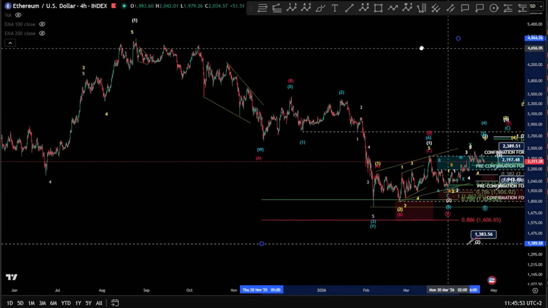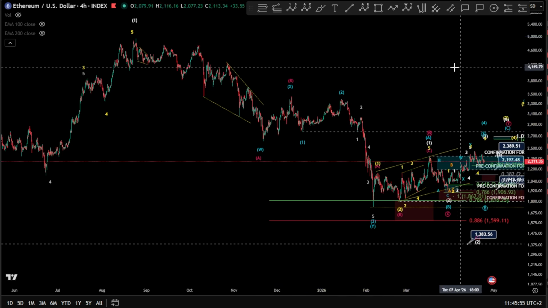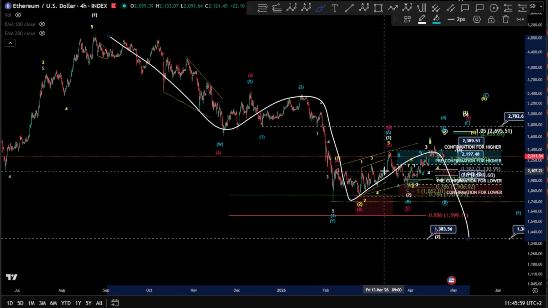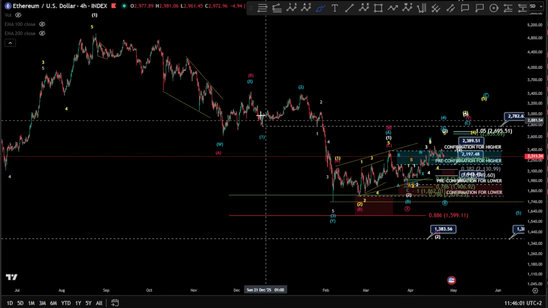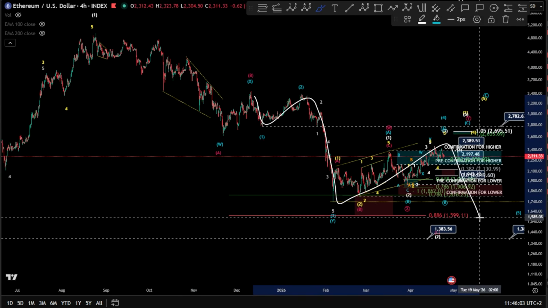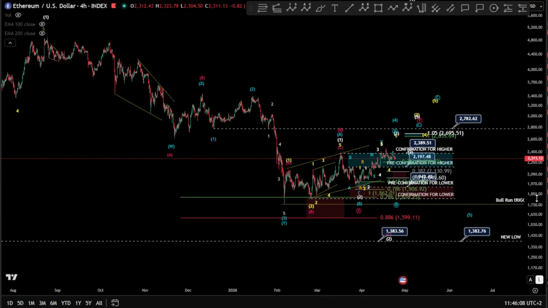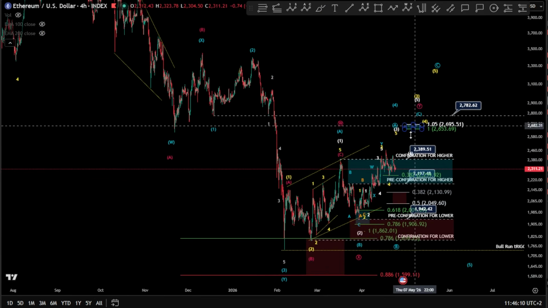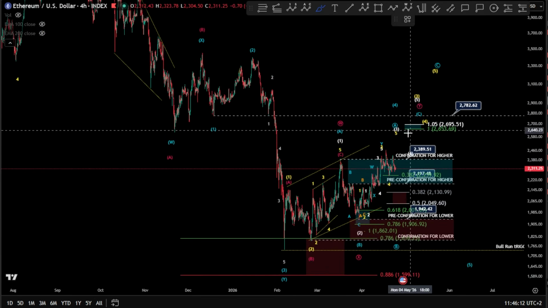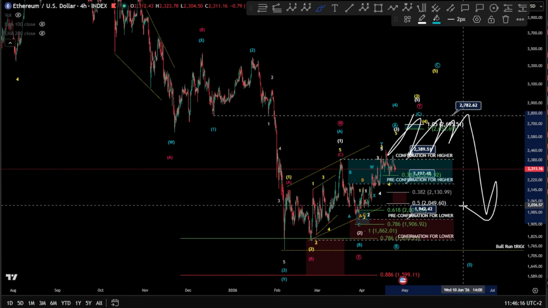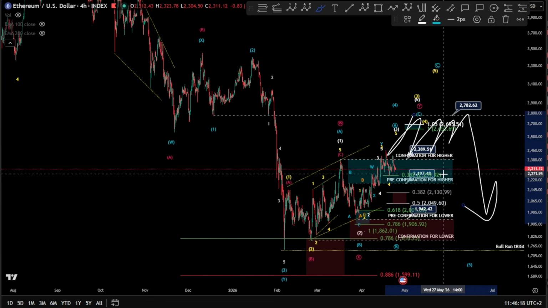But don't forget that we might be here in a large ABC or even a large 1 2 3 4 and a 5. No invalidation taken, so you have also 1 2 3 4 5 for a wave C as well. The invalidation is 2782, which is still very, very far here, and that means if the price stays below 2780, we are still required new lows.